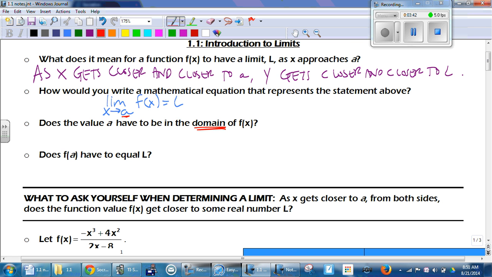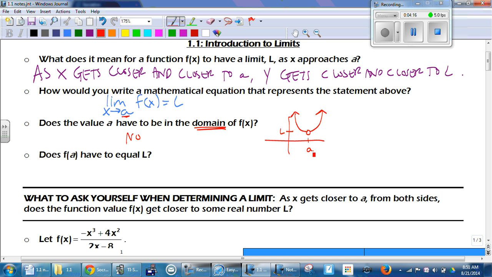All right, so does this number a, does it have to be in the domain? So I don't necessarily expect you guys to remember this one, but the answer is no. It does not have to be in the domain. And I'll show you an example. If we have a picture, it looks like this. So we have a parabola with a hole in it. Let's say this is A. And where the hole is has a y value of L. Well, A is not in the domain, right? We can't put A into the equation because when we put it in the equation, we get nothing out. That's why we have a hole.